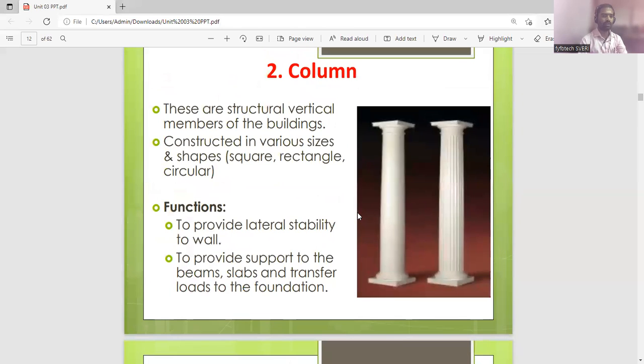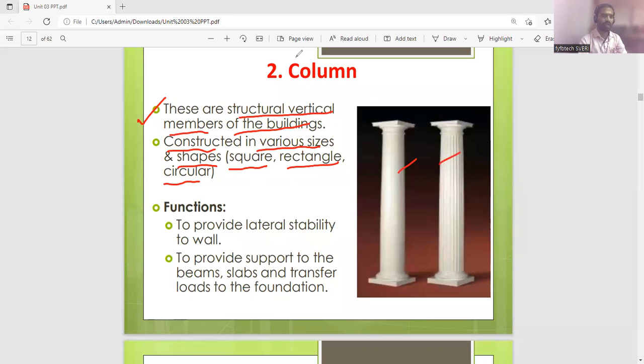Next, after wall, what will come? That is column. So what is a column? These are the structural vertical members of the buildings, constructed in various sizes and shapes. What are the shapes of the column? You have seen there will be square columns, rectangular columns, and circular columns. In this figure, which type of column are these?